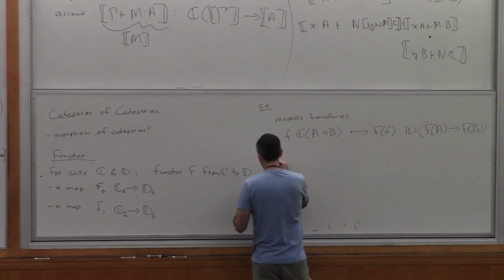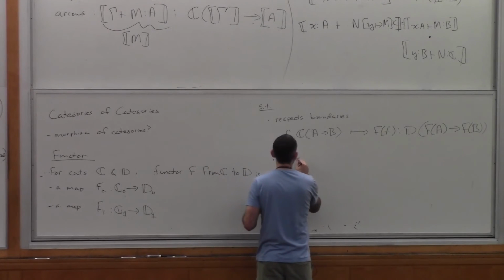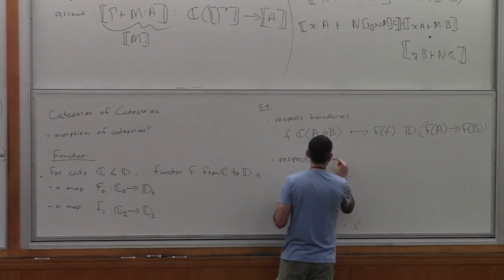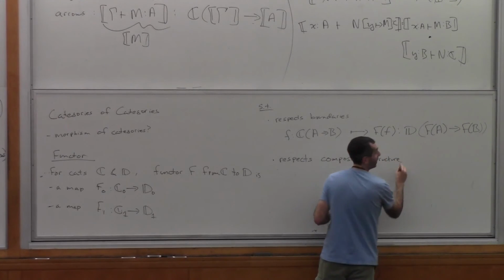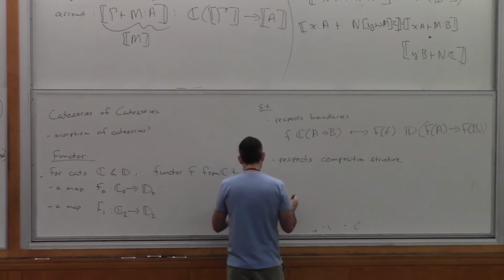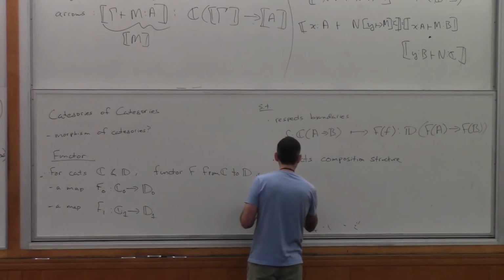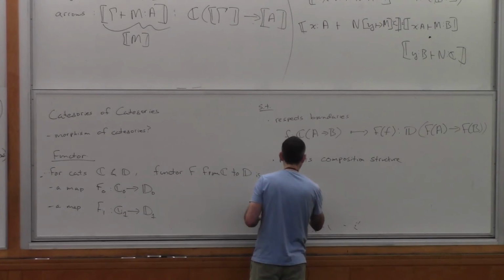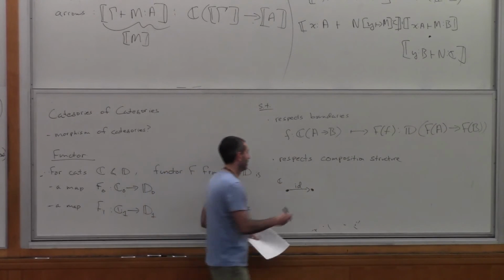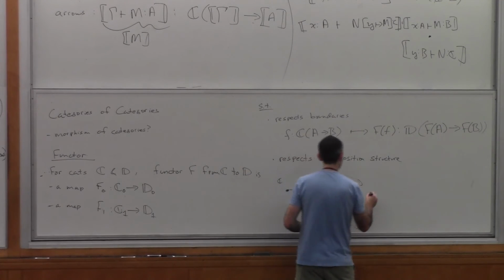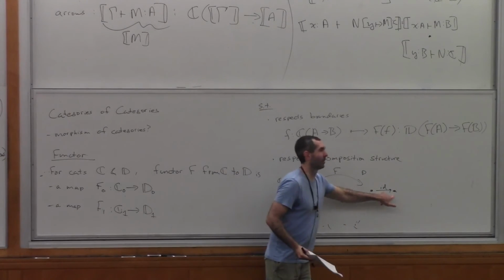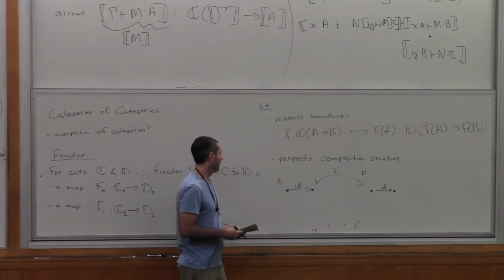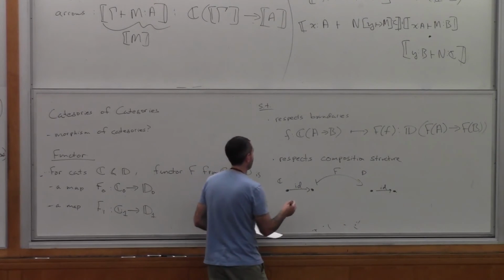Okay, and then it also has to respect the composition structure. By which I mean, if I have in C an identity arrow, so I'm going to start using my diagrammatic notation, so this is an identity arrow in C, it gets mapped by the functor F to an identity arrow in D. Okay, and what are the boundaries here? Well, they're what they have to be because of this. And so, okay, it respects identities, but then it also respects composition.